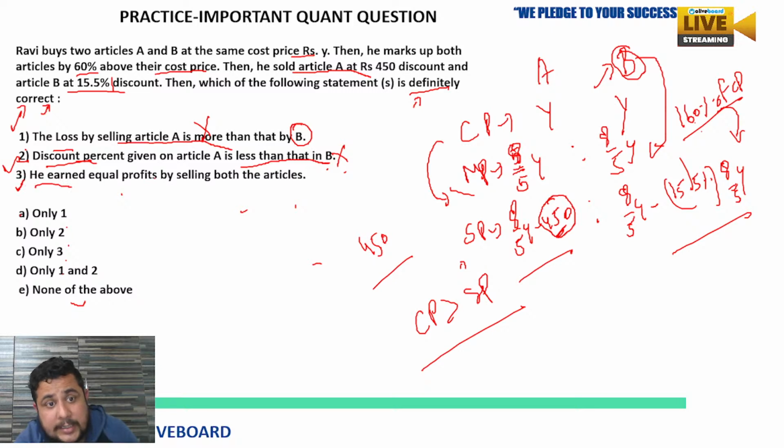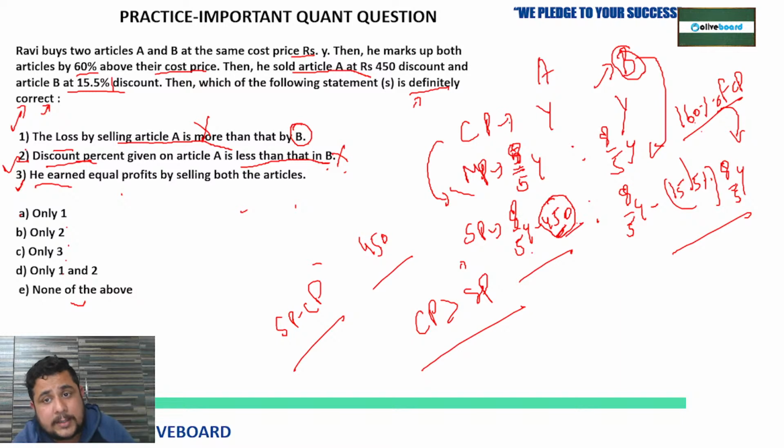Now, third, he earned equal profits. He earned what? Equal profits by selling both the articles. So can we compare the profits? Means SP minus CP. So we can say that SP is 8 by 5y minus 450 and CP is y. Okay. So we are having only one data, 450 rupees. We don't know how much 450 is, that we don't know. So we cannot get any percent or something here, right? We cannot calculate the profit percent of article A. We can get the profit percent of article B, but what are they saying? Equal. They are getting equal profit.